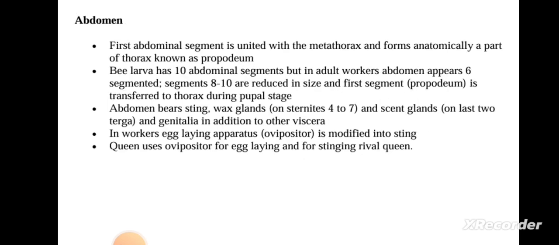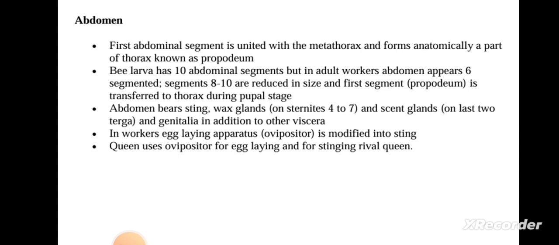So the first abdominal segment is united with the metathorax and forms anatomically a part of the thorax, known as the propodeum. Bee larvae have 10 abdominal segments, whereas a worker's abdomen is 6 segmented. Segments 8 to 10 are reduced in size, and the first segment, that is the propodeum, is transferred to the thorax during the pupal stage. The abdomen bears the sting, wax glands and scent glands.